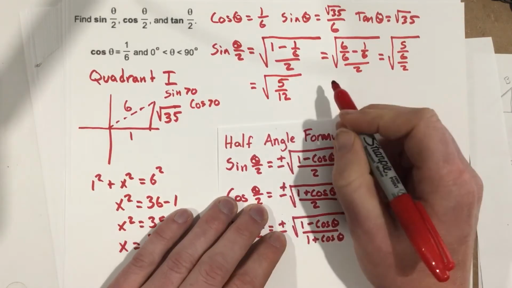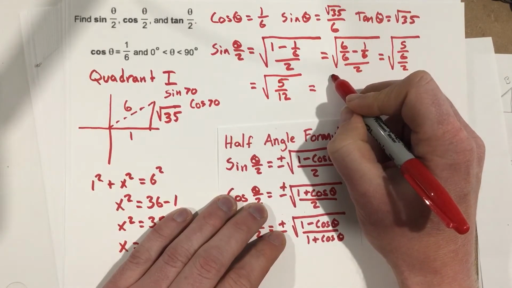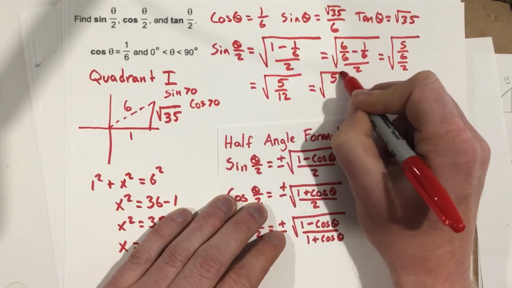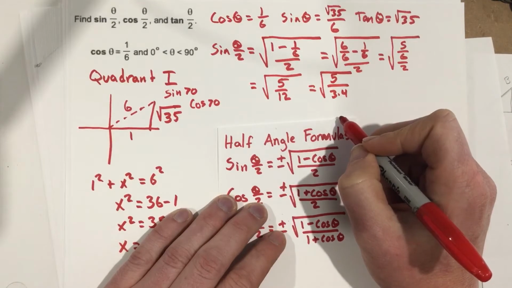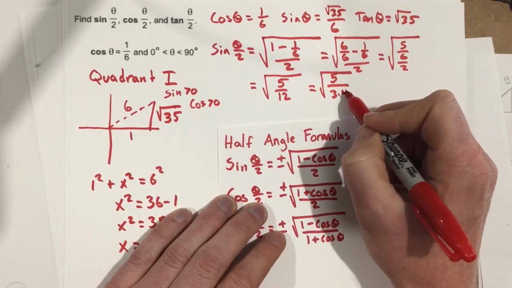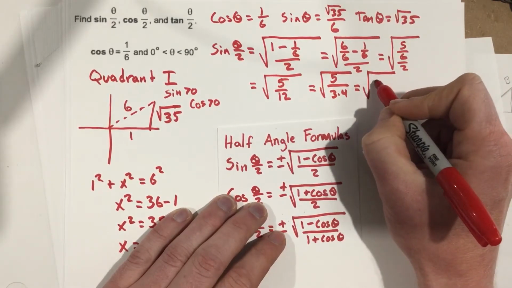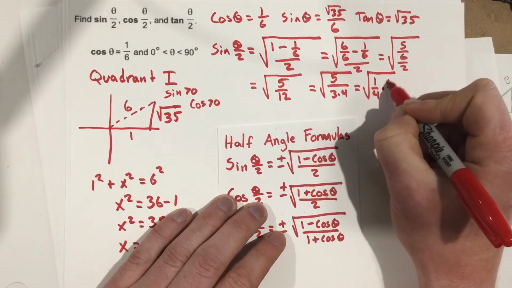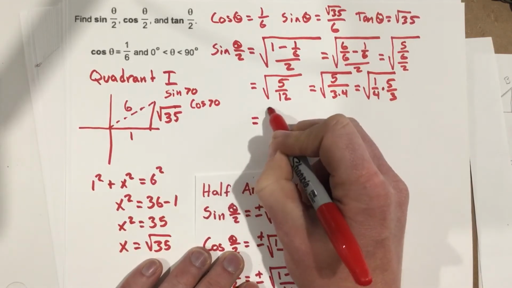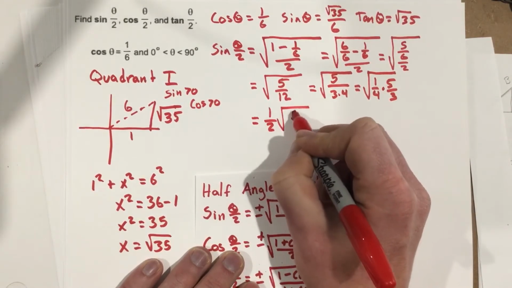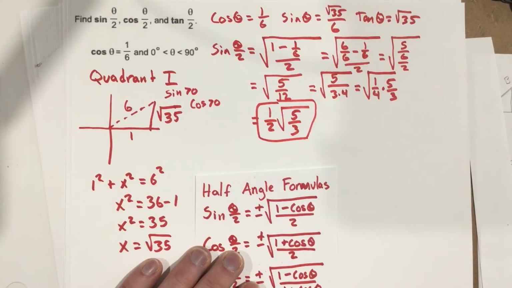Now most people are going to stop here, but we can actually simplify this farther. We can write this as root 5 over 3 times 4. Now 4 we know is a perfect square. So we can rewrite this then as root of 1/4 times 5 over 3. What's the root of 1/4? Well, the root of 1/4 is a half. So that is 1/2 root 5 over 3. That is our answer for sine theta over 2.